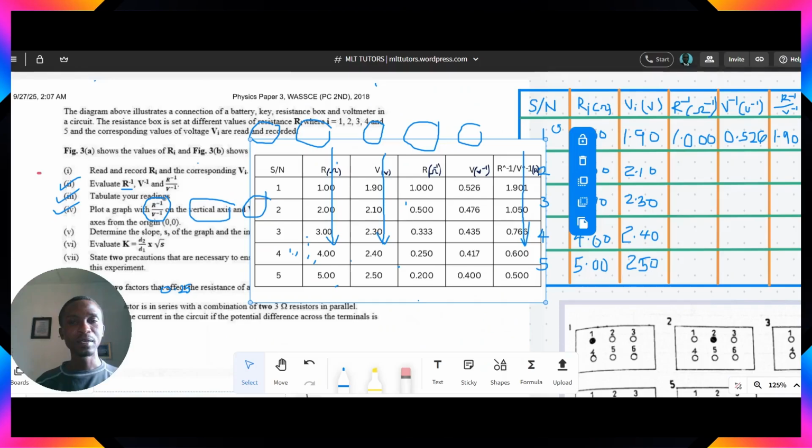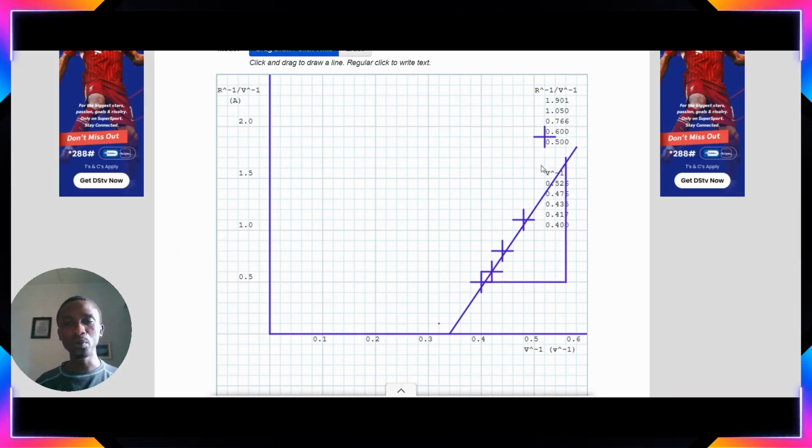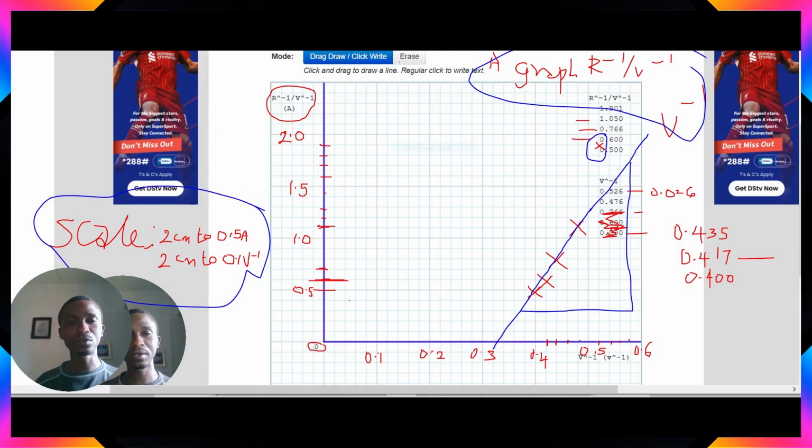Okay, now what else do we have left in the question? Apart from the graph, determine the slope of the graph and the intercept C on the horizontal axis. To do the slope, you just need to do change in the vertical over change in the horizontal. The formula of the slope, don't do your slope on the graph. Make sure you do it on your answer booklet.